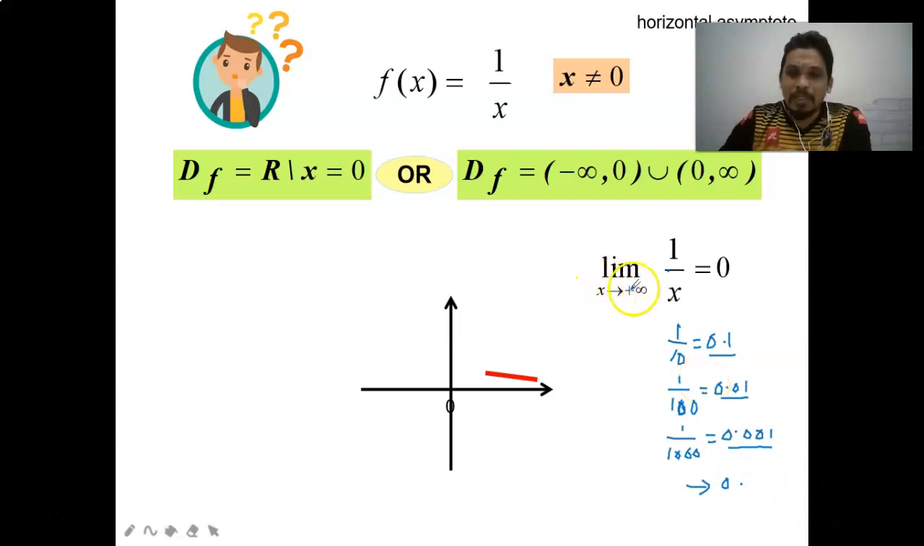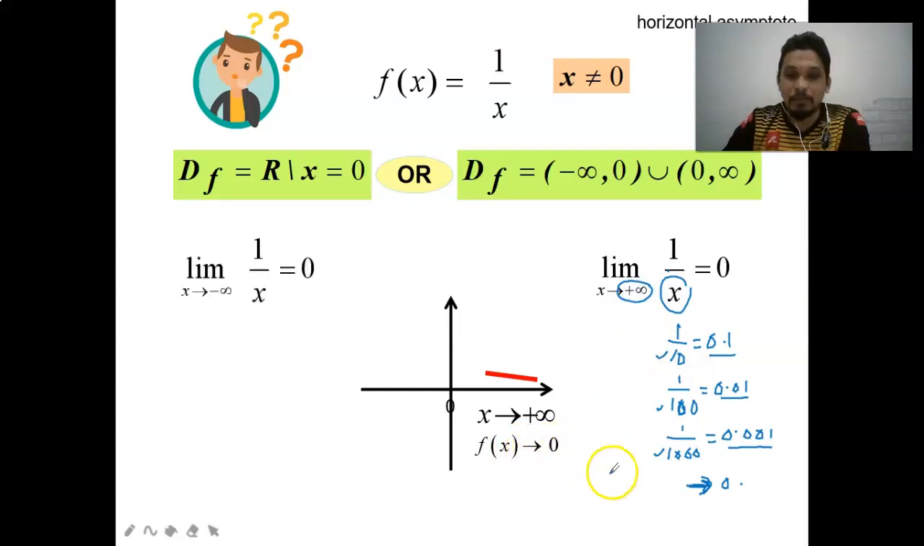So when x is getting bigger, x approaching positive infinity, 10, 100, 1000, 10,000, 100,000, then we may continue on our own. So we can see the pattern is getting smaller and smaller, and we can make a conclusion that it is approaching the line y equal to 0. Okay. So x is getting bigger, approaching positive infinity, then f(x) or y approaching 0.